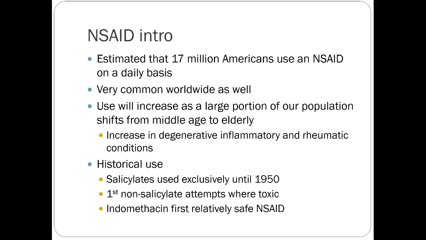Historically, salicylates like aspirin were actually used exclusively until 1950, and then the first non-salicylate attempts to make an analgesic medication were, let's just say, toxic, and indomethacin was the first safe NSAID to come on the market. We still use it occasionally today. So NSAIDs kind of came in the 1950s is when they first hit the market.